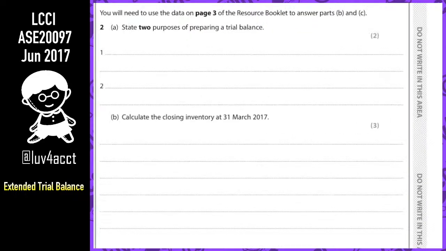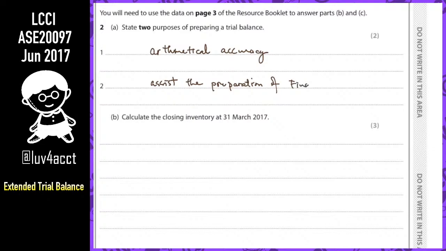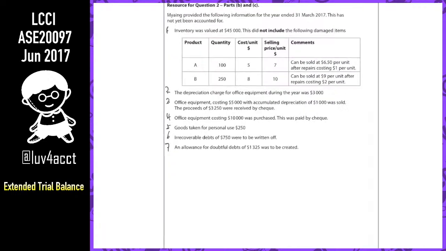Two purposes, okay, again, every time you're asked about this: to find the arithmetical accuracy, to check whether the totals of the debit side are equal to the totals of the credit side, and to assist the preparation of financial statements. Okay, calculate closing inventory. Let's see what is given to us.